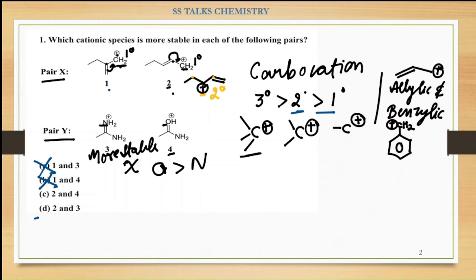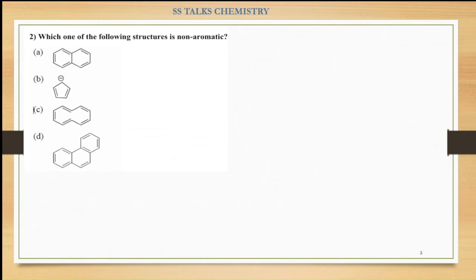That means the second from the first pair and the third from the second pair will be the answer, which means option number D is the correct one. Okay, so I hope this question is clear to you. Now let us move on to the next question, which is this one.